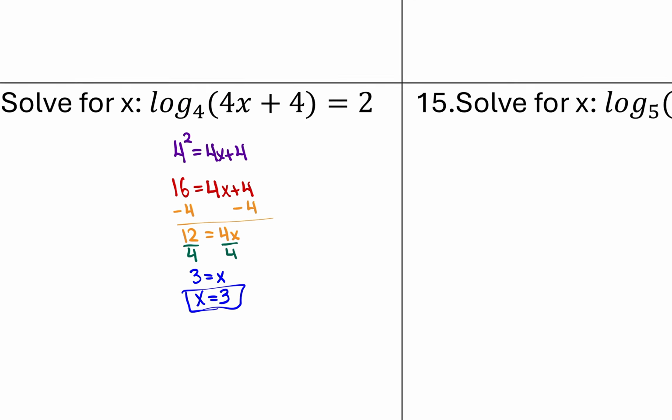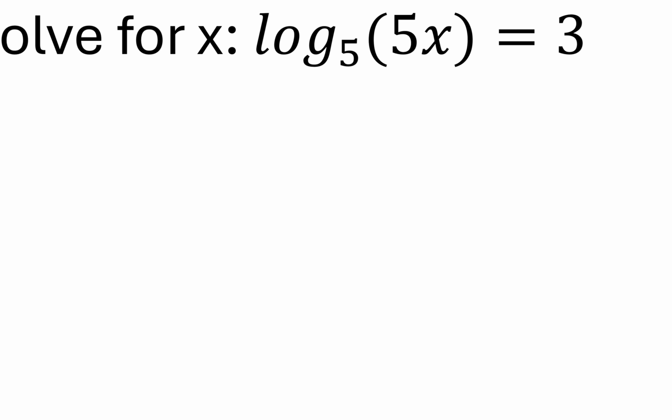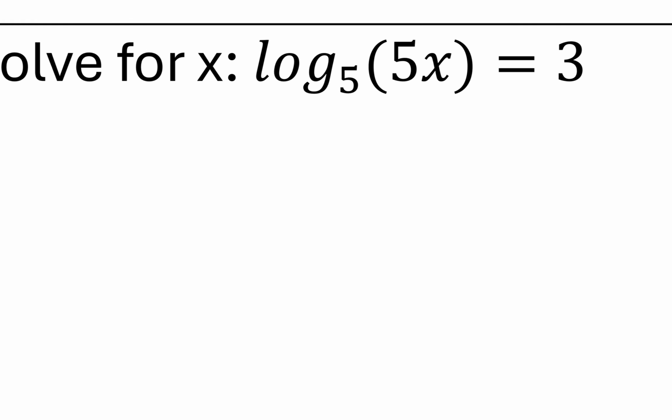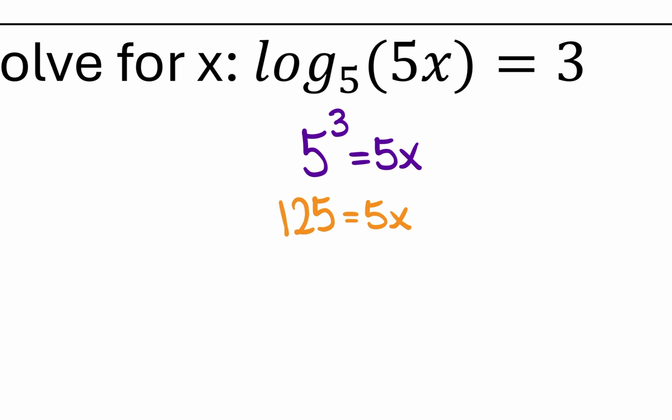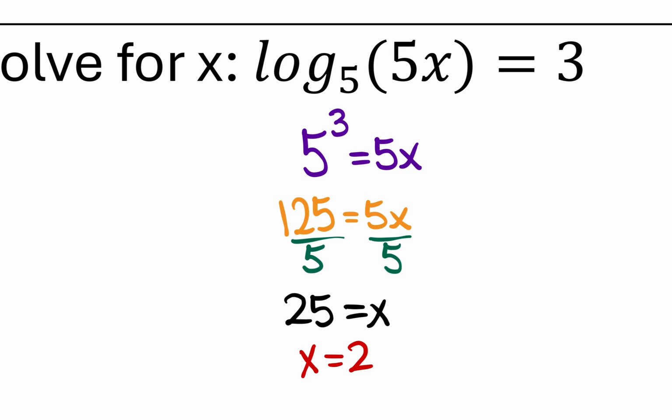Moving on to question number 15. For number 15, my first step is to convert this to the exponential form. I have 5 to the 3rd is equal to 5x. Or essentially, I have 125 is equal to 5x. We then divide both sides by 5. And this will leave us with 25 is equal to x. Or essentially x equals 25.